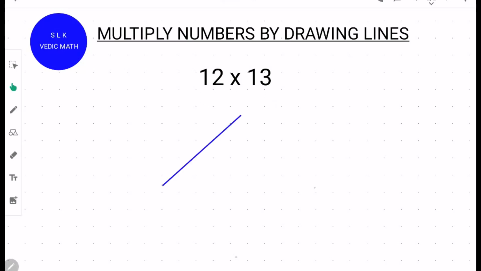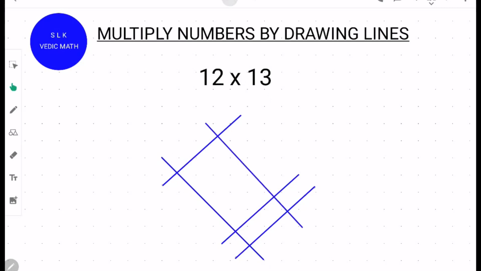First, for 1, draw one line. Next, draw the other two. Next, for 2, draw 2 lines with a little space in between them. Now for 13, draw one line for the 1 and 3 lines for this 3.